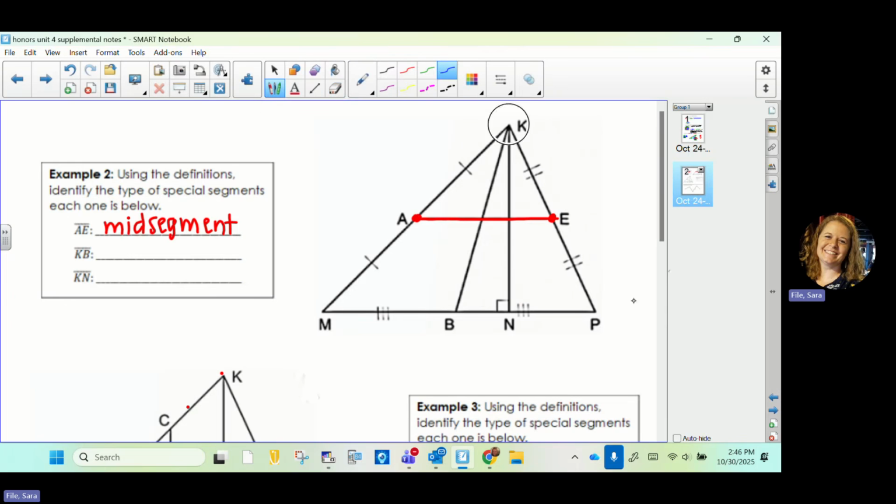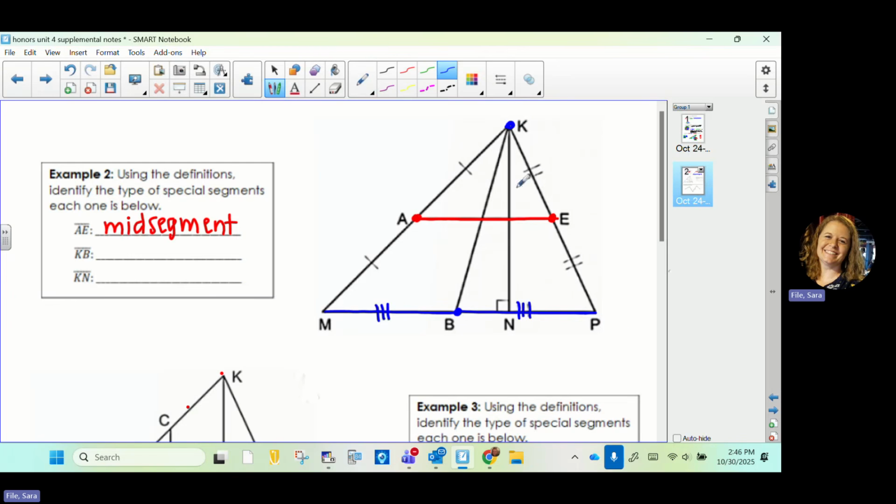So K is a vertex, and B is down here. Now, the way that they drew this, it's not real clear, but they are saying that MB has 3 tick marks and BP has 3 tick marks. That's what they're marking congruent.